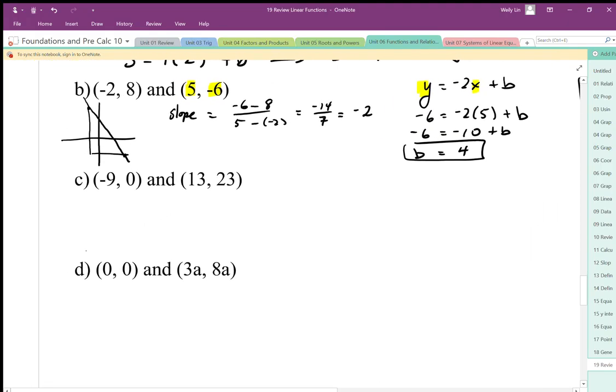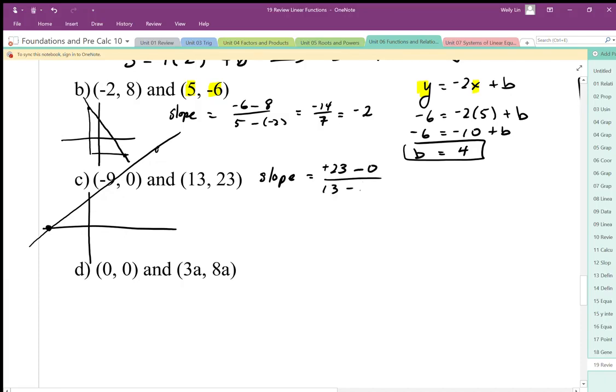So this one here, we have an x-intercept at -9, and we have a point at, it looks like, 13, 23, so maybe somewhere way up there. Okay, so again, we're going to calculate our slope. So we have 23 minus 0, and then 13 minus -9, and we end up with a slope of 23 over 22. So this is a bit of an awkward slope, so we're probably going to get some messy numbers here.